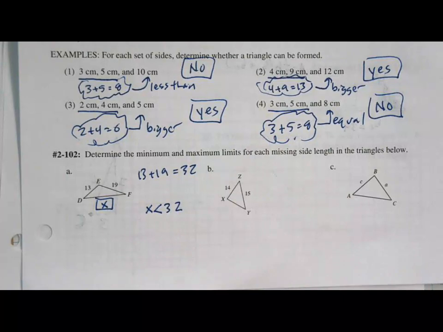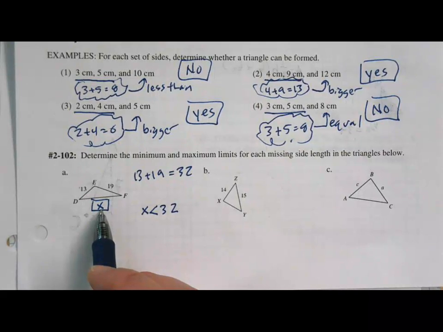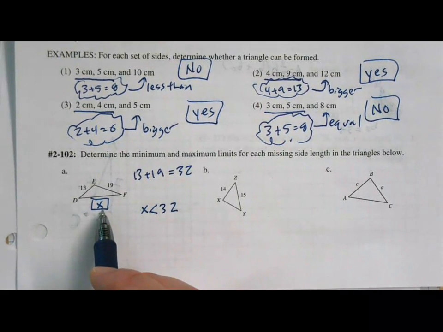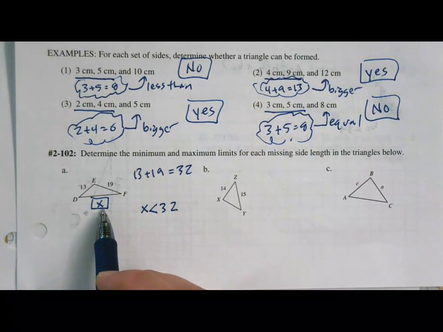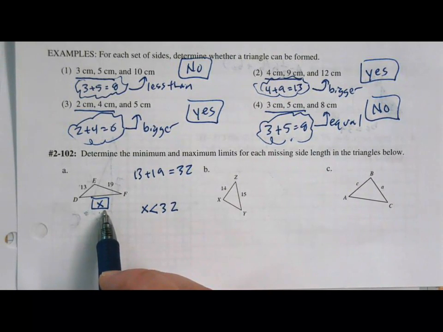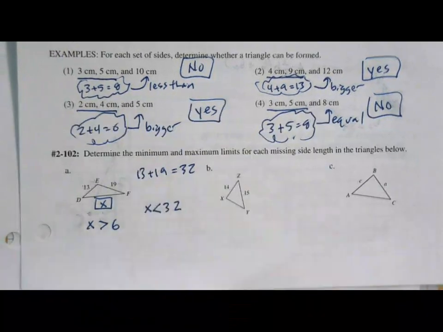So if these two added up to be equal to 19, what would x be? X would be 6 to make it equal, which wouldn't work, right? So x can't be 6. It would have to be a little bit bigger than 6, right? Anything that's bigger than 6 would work. So x would have to be greater than 6.